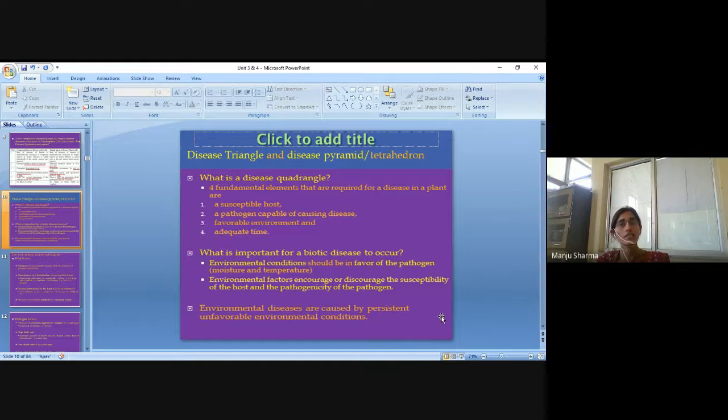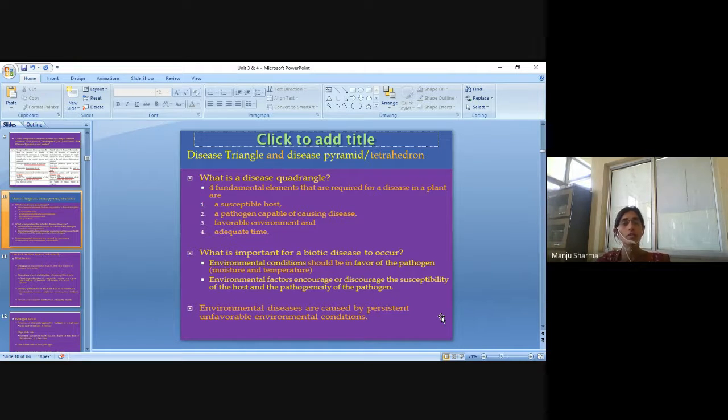After that, the disease triangle and the disease pyramid, that is the tetrahedron. So, first of all, what is the disease quadrangle? The four fundamental elements that are required for a disease in a plant are a susceptible host, a pathogen capable of causing disease, a favorable environment, and adequate time.